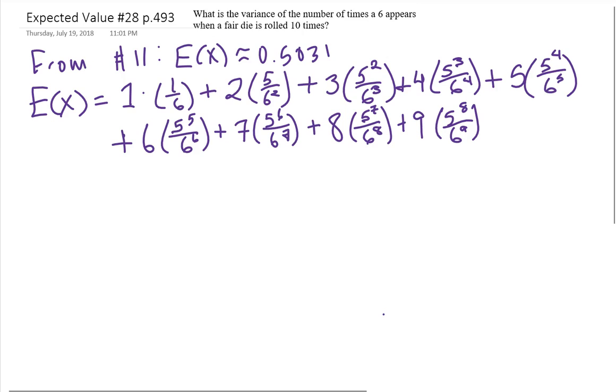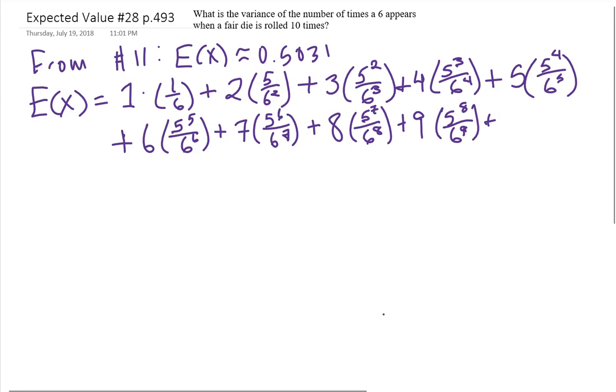Now here's where I screwed up the first time. I found a similar example online. The probability is not a continuation of this pattern where you have 5 to the n minus 1 power over 6 to the n power.